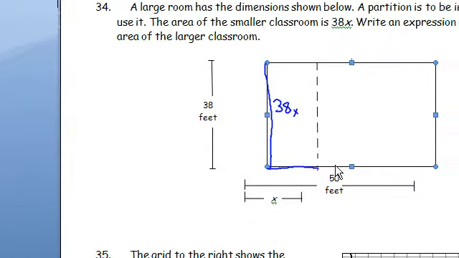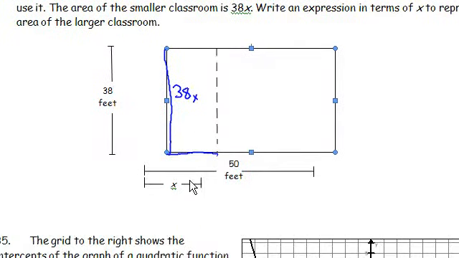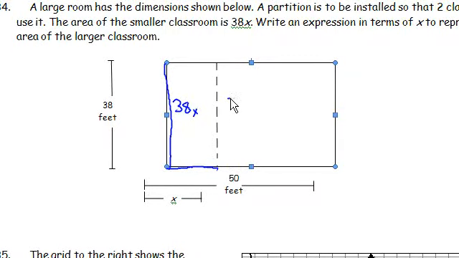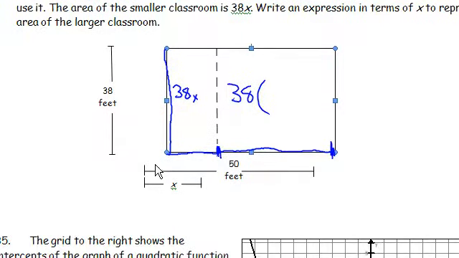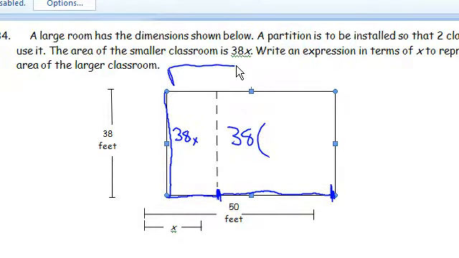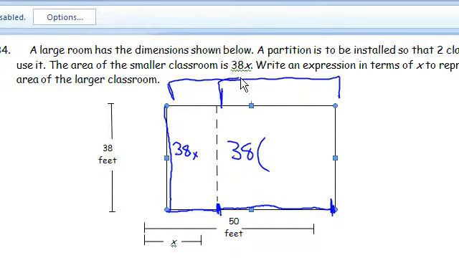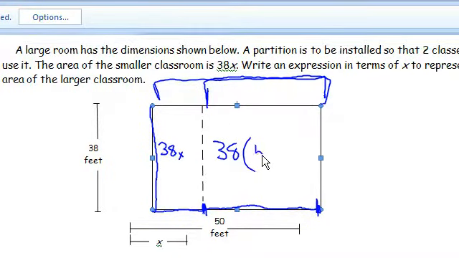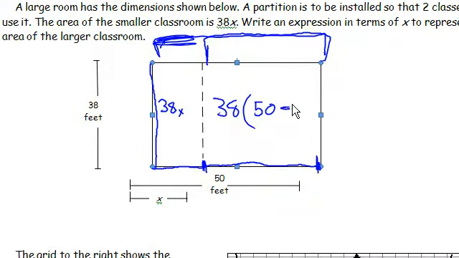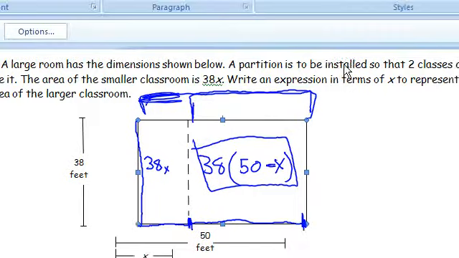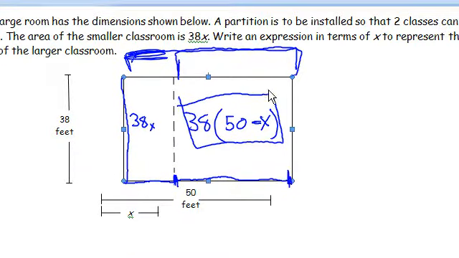So we want to figure out how long is this area right here. Well, we know that the height hasn't changed. The height is still 38. So 38 times this width right here. Well, what is this width? Well, we know that the total length is 50. So this total length right here is 50, but we're only concerned about what length this part is. So the total length is 50, so then let's subtract this length right here, and we know that that length is x. So this expression right here would tell us what the area of this part is right here.